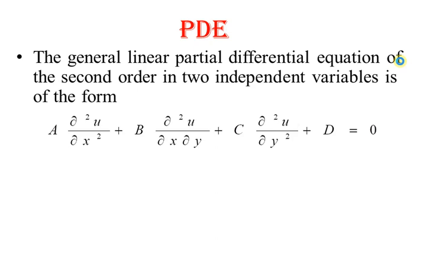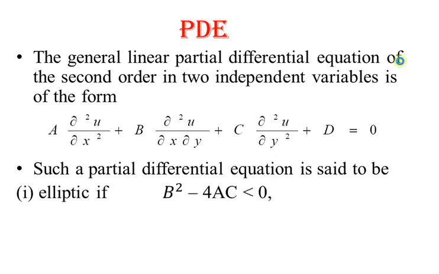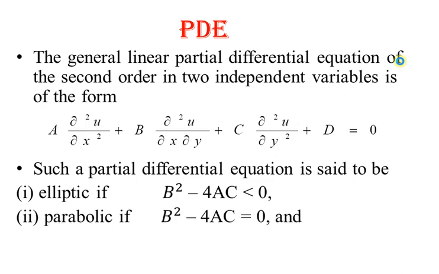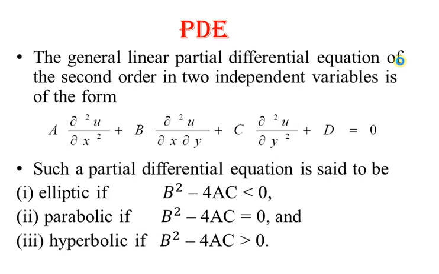These equations can be classified according to the condition b² minus 4ac being less than 0, equal to 0, or greater than 0. If b² minus 4ac is less than 0, then the equation is called an elliptic equation. If b² minus 4ac is equal to 0, then such an equation is called a parabolic differential equation. And if b² minus 4ac is greater than 0, then such an equation is called a hyperbolic equation. So first we are going to convert this partial differential equation to finite difference approximations.